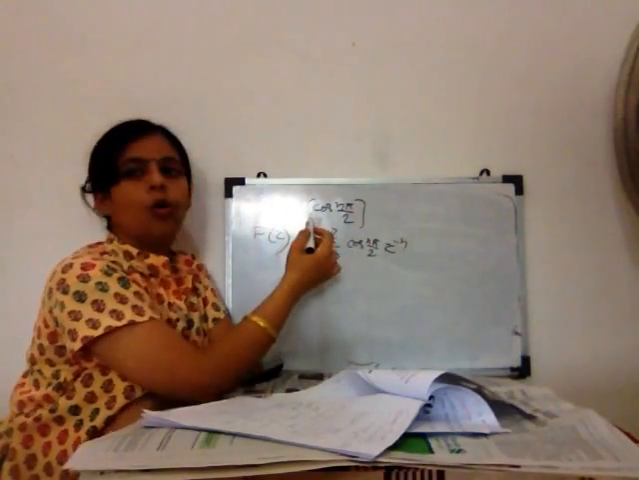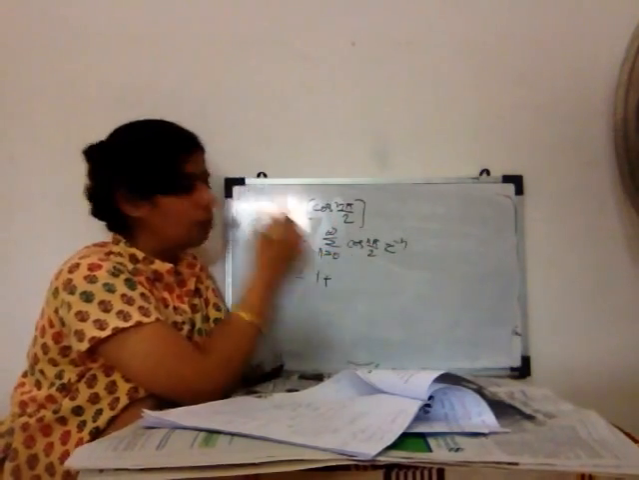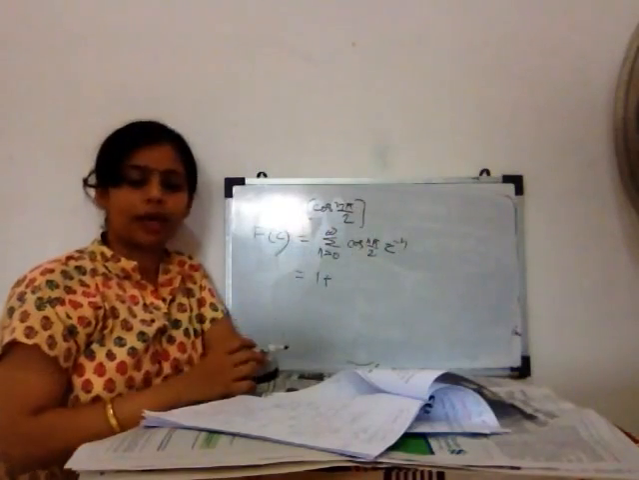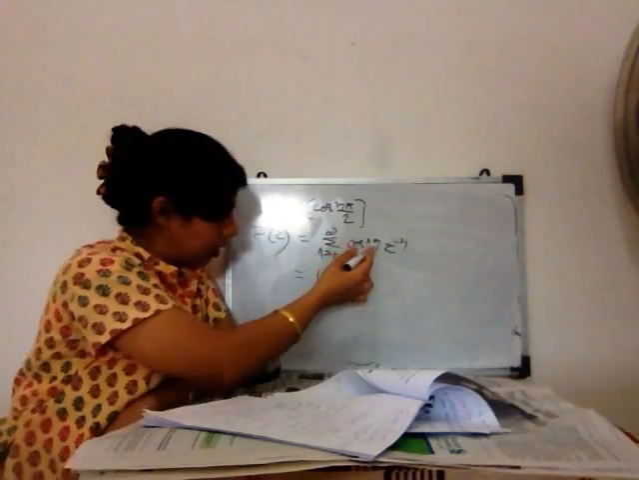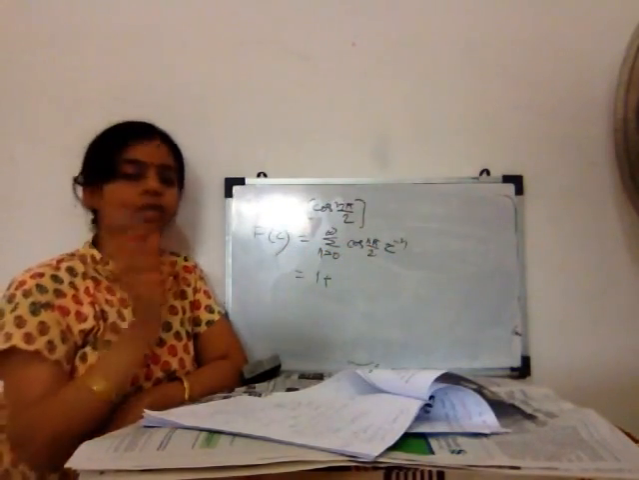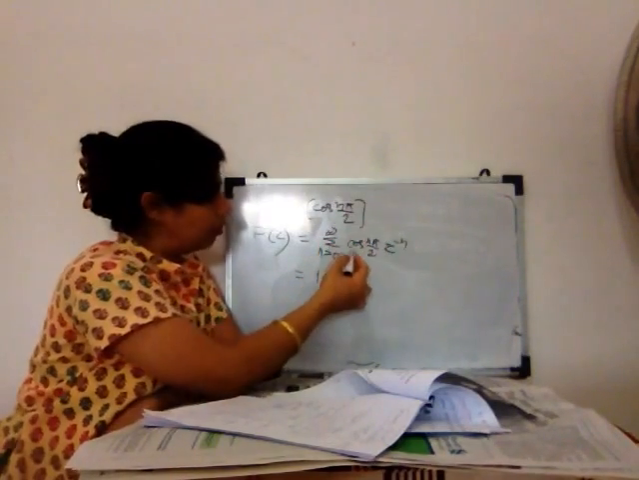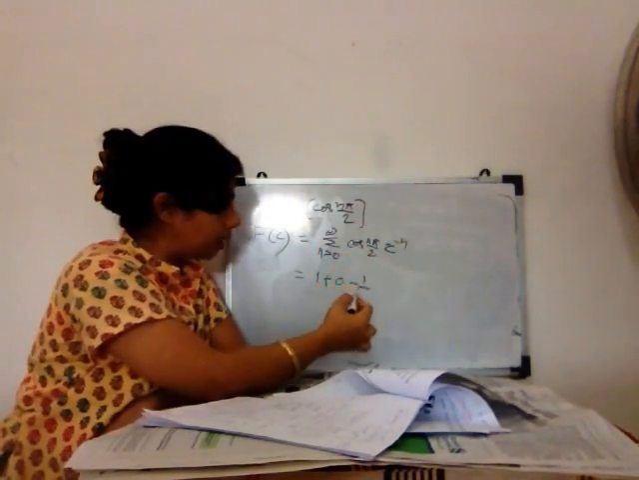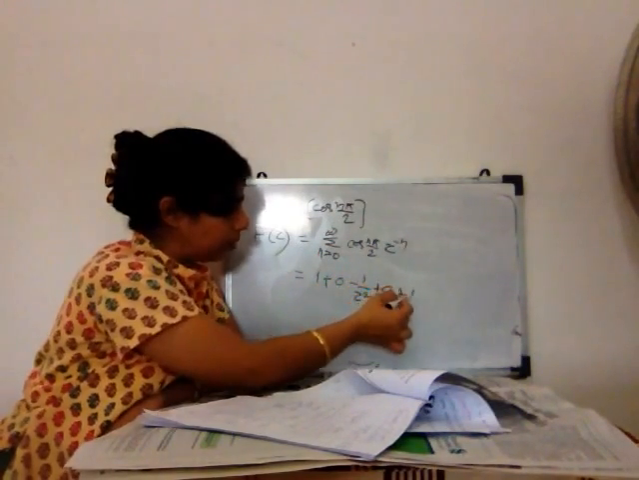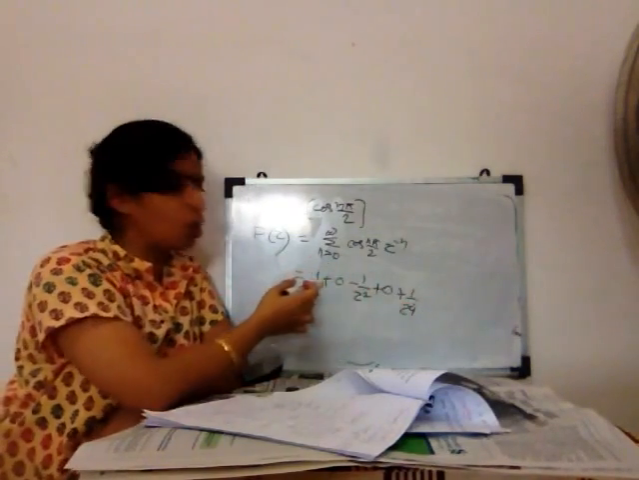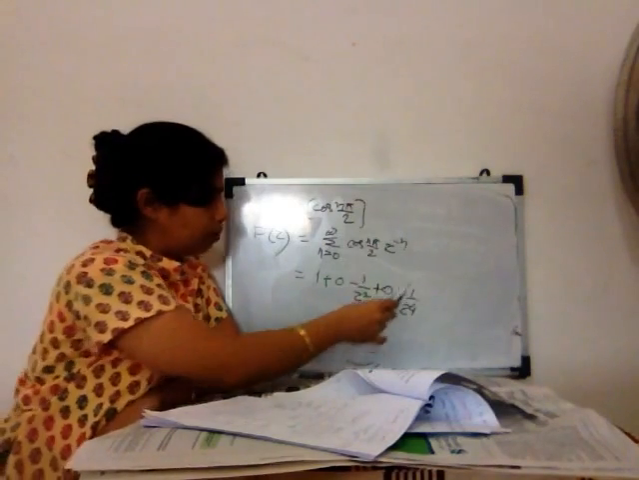When n is equal to 0, cos 0 is 1, so this is 1. Plus when n is equal to 1, cos pi by 2 is 0, so the second term is 0. Then the third term, cos pi is minus 1, so minus 1 by z square. Plus the fourth term is 0, then this is plus 1 upon z to the power 4. So this series has only even terms: 1 minus 1 by z square plus 1 by z to the power 4.